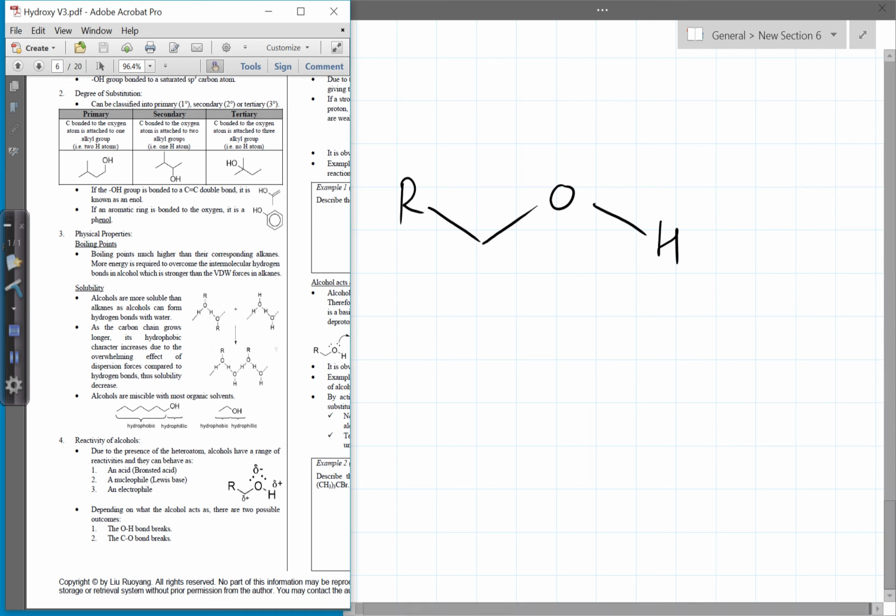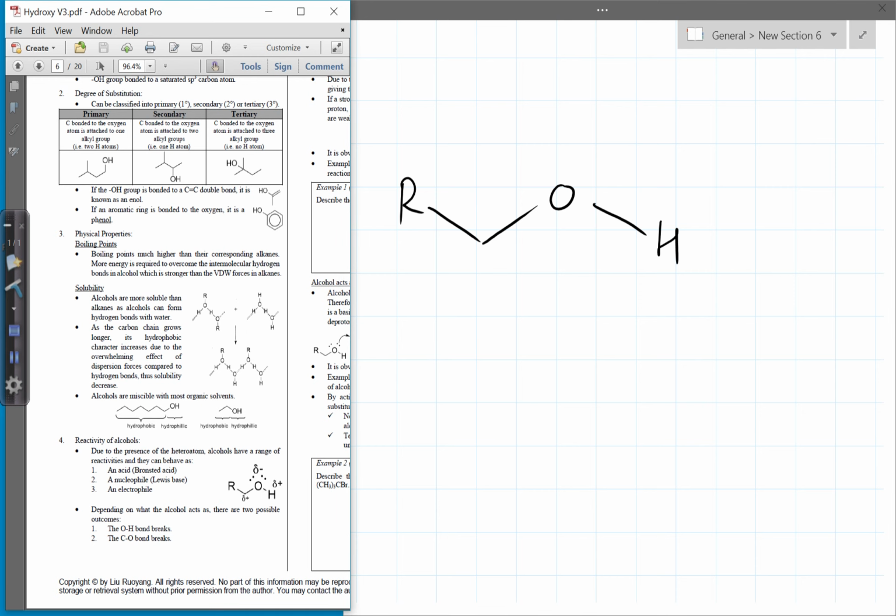So physical properties, boiling points: they are higher because they have hydrogen bonding, while for alkanes there's only van der Waals. Solubility wise, alcohols are soluble because they can form hydrogen bonds with water. But as your hydrophobic tail grows longer, it gets less and less soluble. So therefore ethanol is less soluble compared to methanol, right?